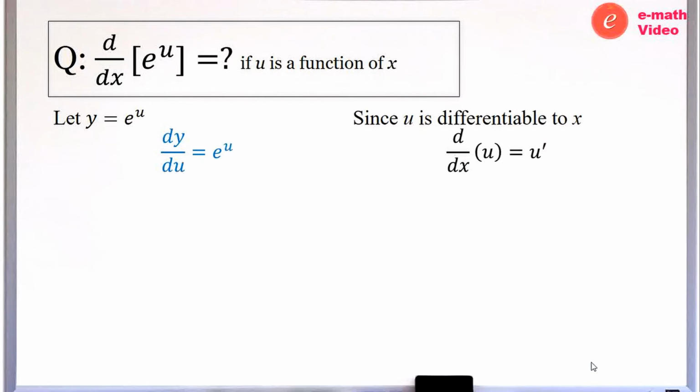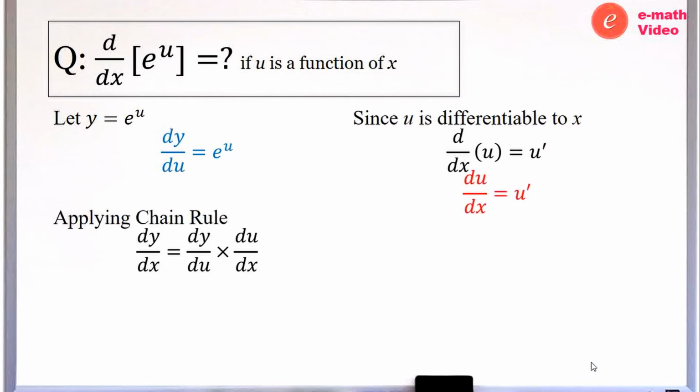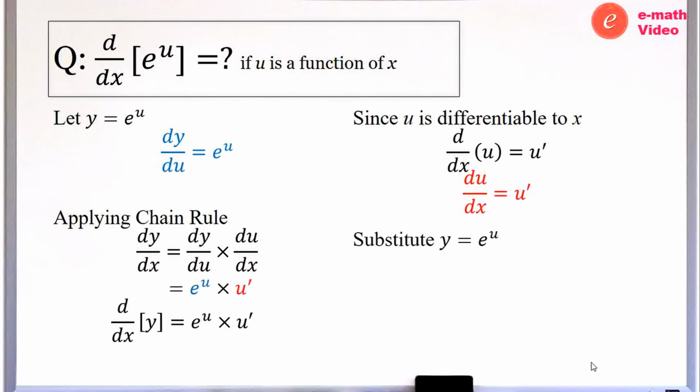Summon our friend, the chain rule. Copy and paste the formula. Blue times red, isolate y with bracket, substitute back y equals e power u. d/dx of e power u will be equal to e power u times u prime.